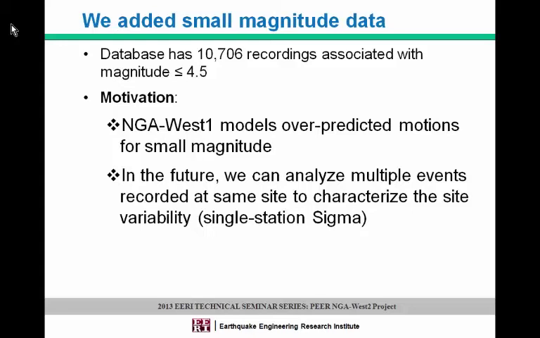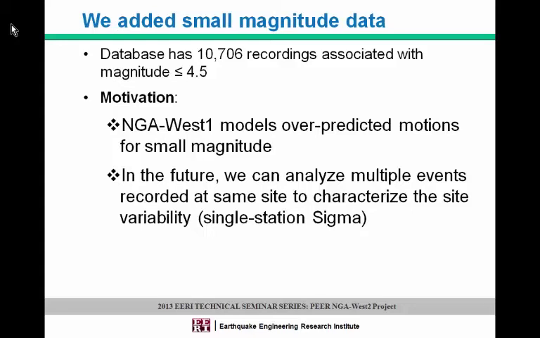So if we go to a small magnitude data, it's possible to have a single recording station with multiple events. If we do that, you go through simple statistical analysis and find out a specific variability of the ground motion at that specific station. In other words, you are going to identify a specific standard deviation at different sites. So we are working on that. Basically, for the next generation, that is the way that we want to do.